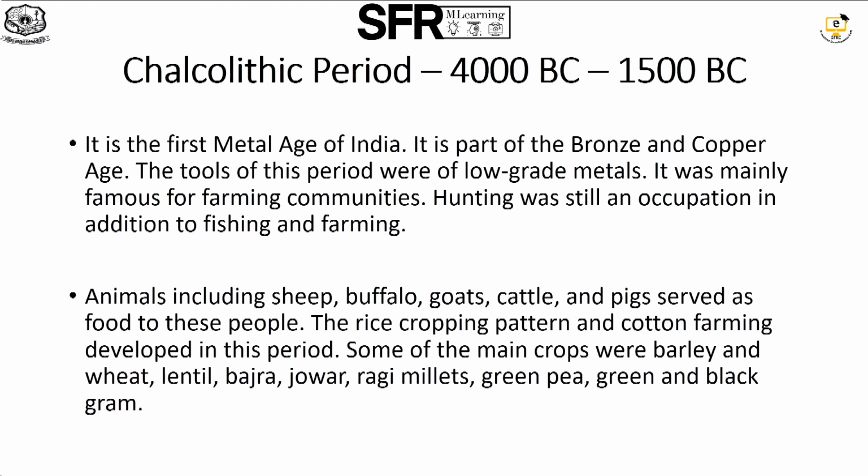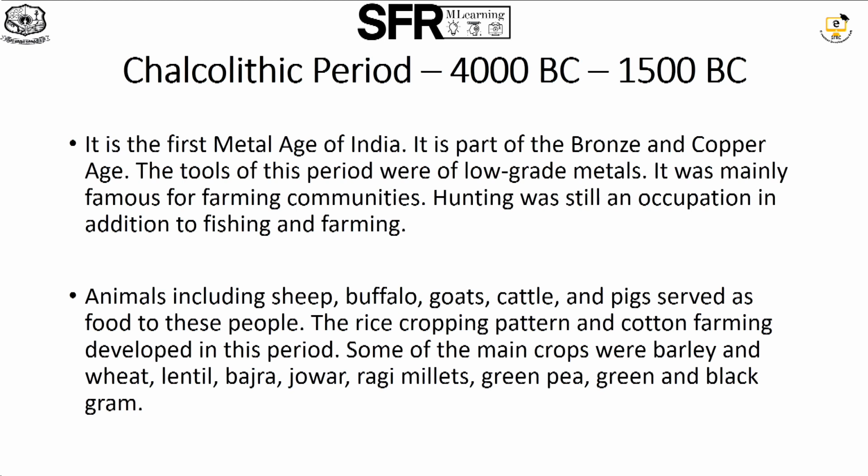So the people who knew farming used metals for farming purposes, and hunting was still an occupation in addition to fishing and farming. During the Paleolithic period only hunting was there, during the Mesolithic and Neolithic periods fishing was there, and now farming in the Chalcolithic. So man has evolved various styles of living through the ages.